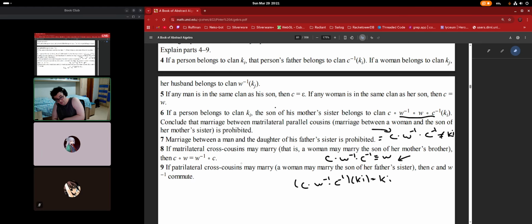You have a child, and the child was a woman, and W inverse is going to give you the clan of the dad of that daughter. The clan of the husband of the daughter, yeah. The clan of the husband of the daughter. This is so confusing, man.